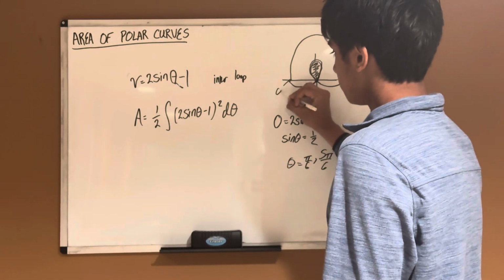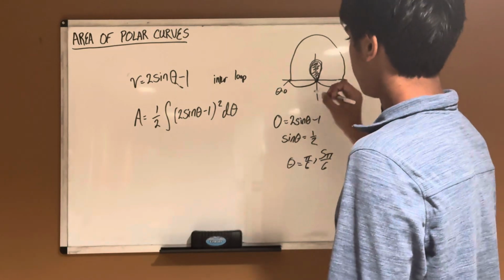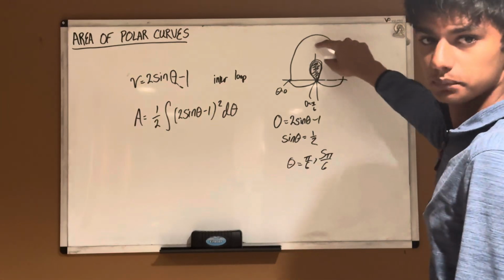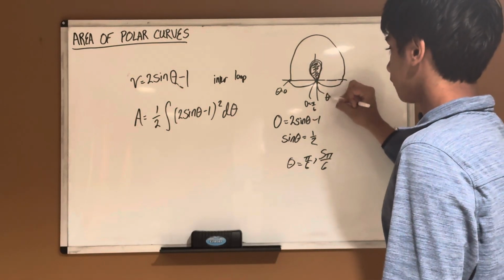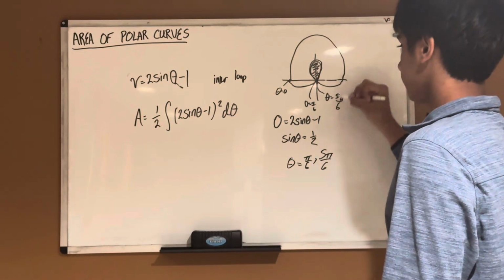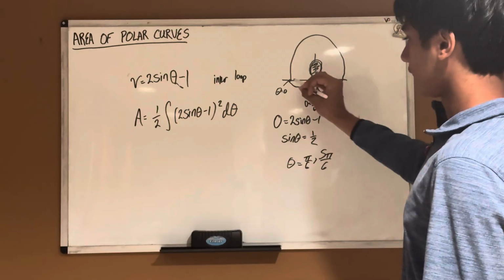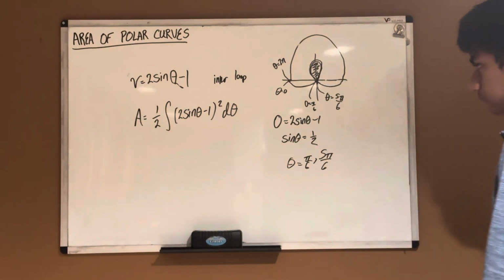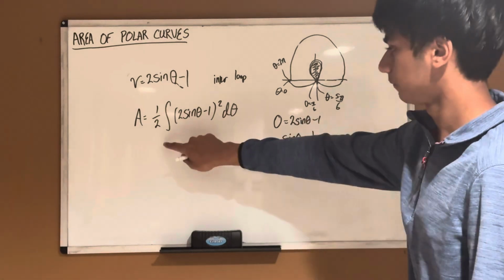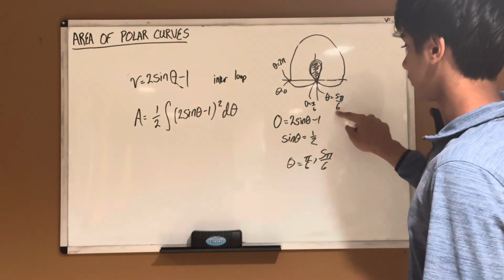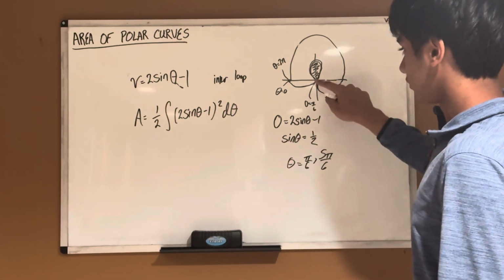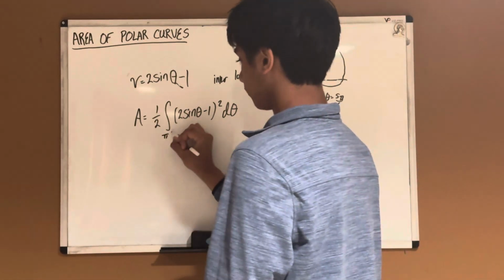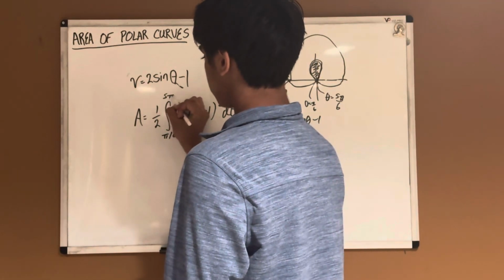From here, we start at theta equals 0 because we get -1. Then we go here, theta equals pi over 6, and we go through the loop, then back here at theta equals 5 pi over 6, and then the function keeps going until it comes back here at theta equals 2 pi. So the bounds of the function should be pi over 6 to 5 pi over 6, because that's when it starts the inner loop and ends the inner loop. So pi over 6, 5 pi over 6, and that's our final answer.